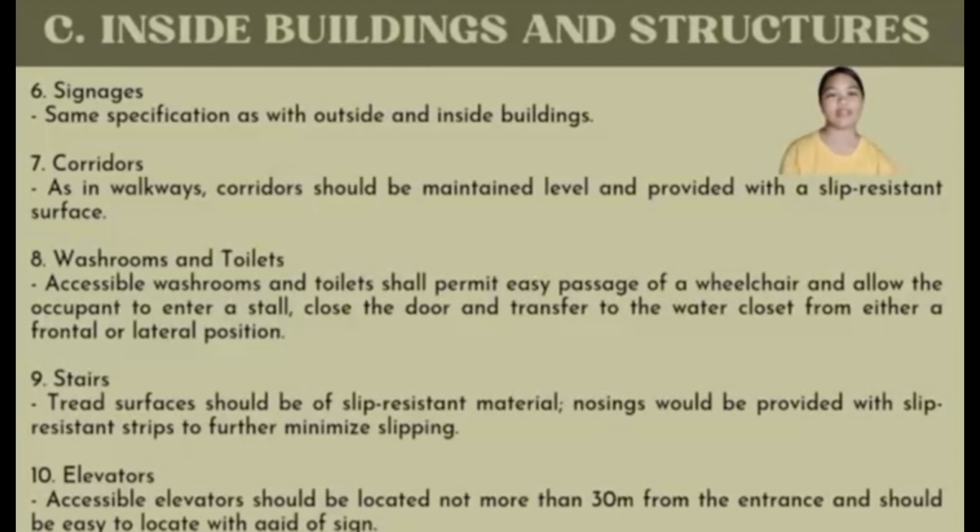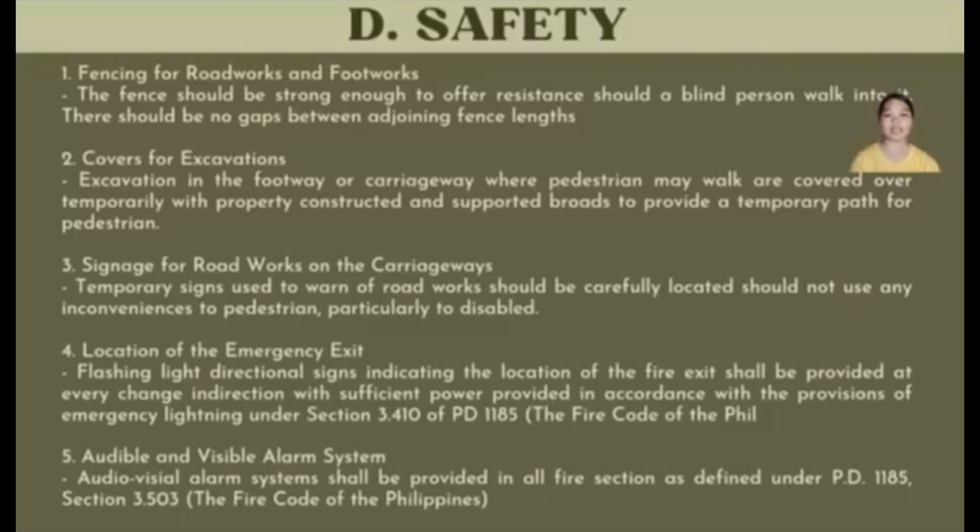9 is stairs. Grid surfaces should be slip-resistant material. Nosing would be provided with slip-resistant strips to further minimize slipping. And the last one is elevators. Accessible elevators should be located not more than 30 meters from the entrance and should be easy to locate with aid of sign. And the last one is safety.